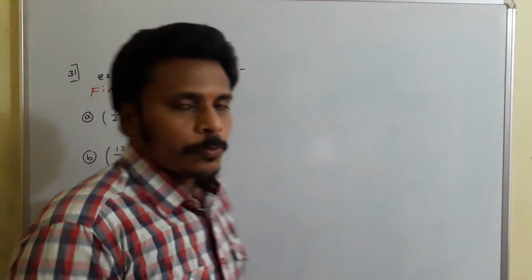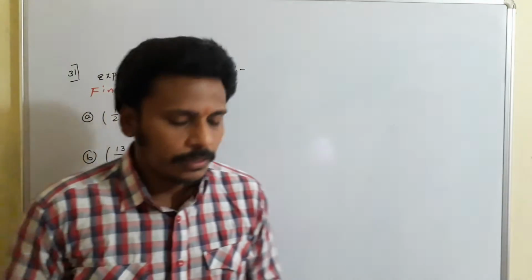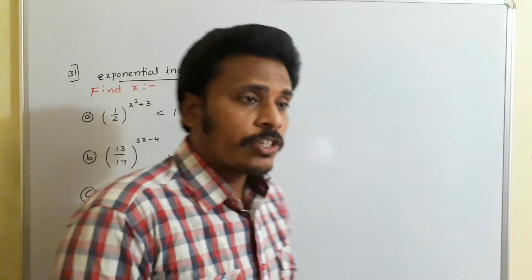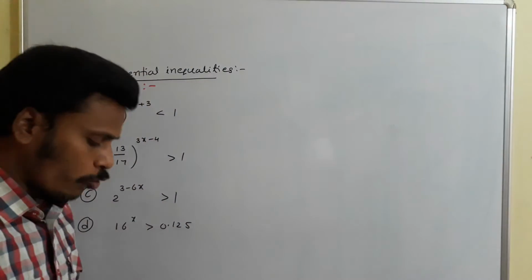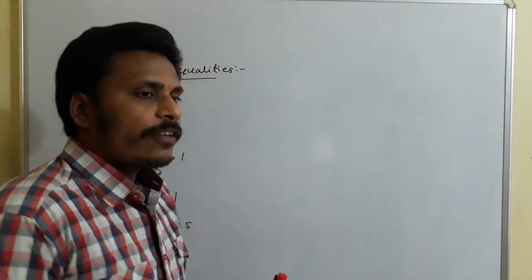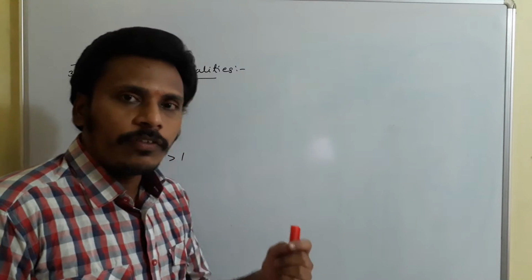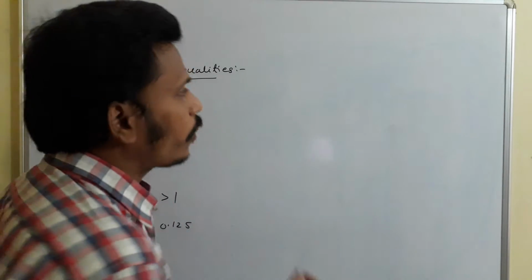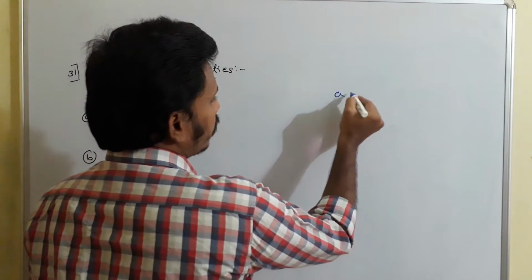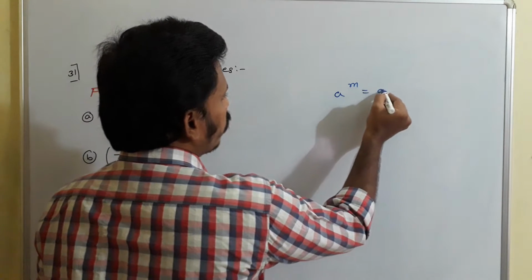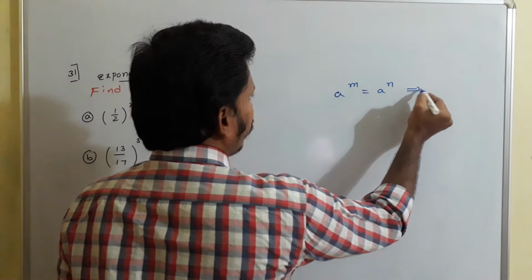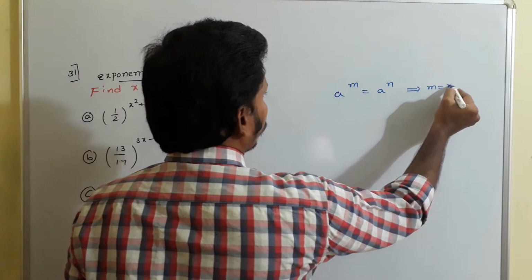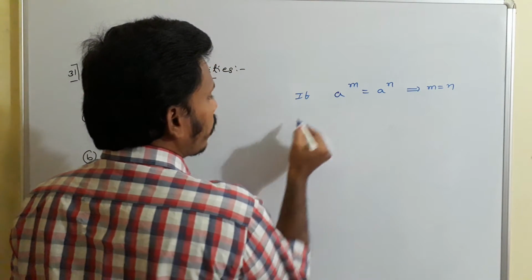As a part of exponents, at the end I am going to mention some exponential inequations or inequalities, you may say. We know that if bases are equal, then we will equalize the powers if there is an equality sign in between them. That in the sense, if a power m is equal to a power n, then we will write m is equal to n.